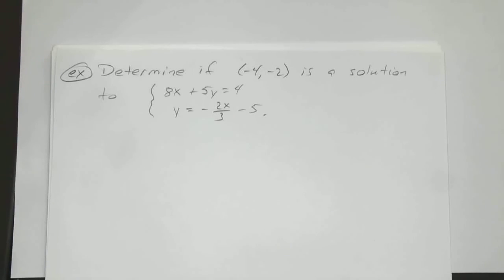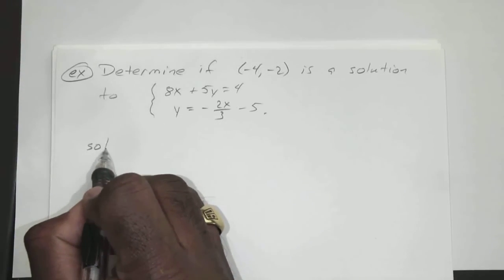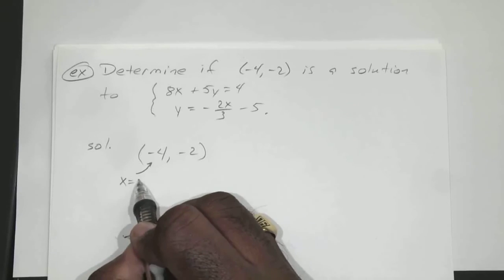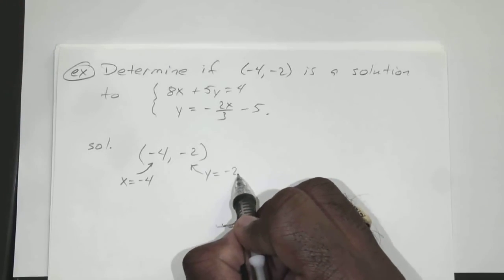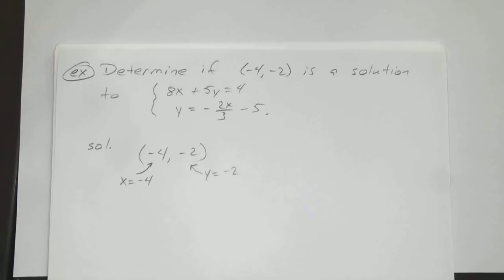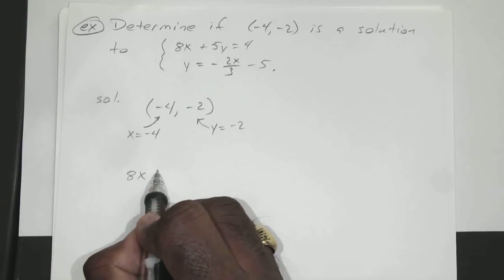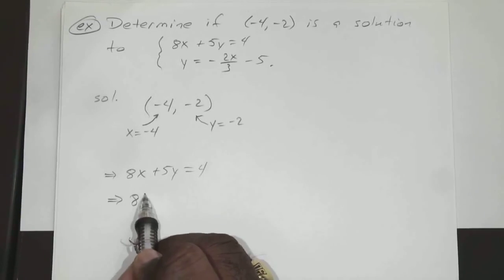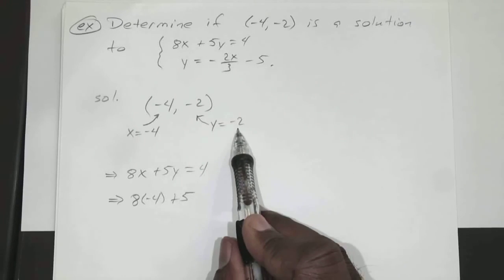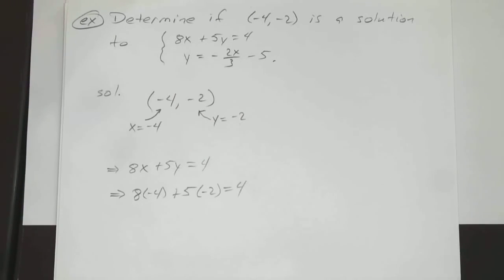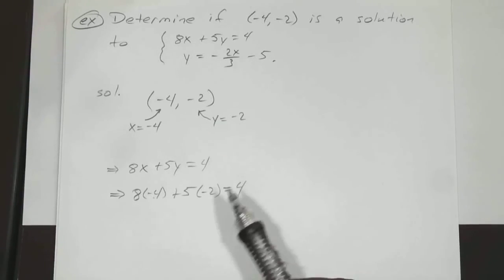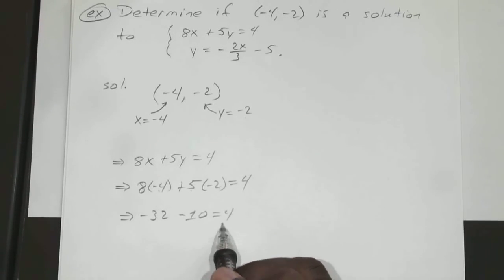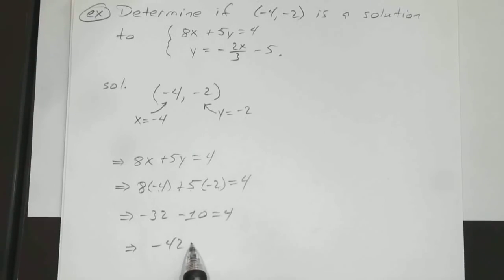Just like before, we plug in our x and y values and see if it works for both of them. Our (-4, -2) means x is equal to -4 and y is equal to -2. Plugging into the first one, 8x plus 5y equals 4, that's 8 times negative 4 plus 5 times negative 2 equals 4. 8 times negative 4 is negative 32, 5 times negative 2 is negative 10, equals 4. So we have negative 42 equals 4, which is false.